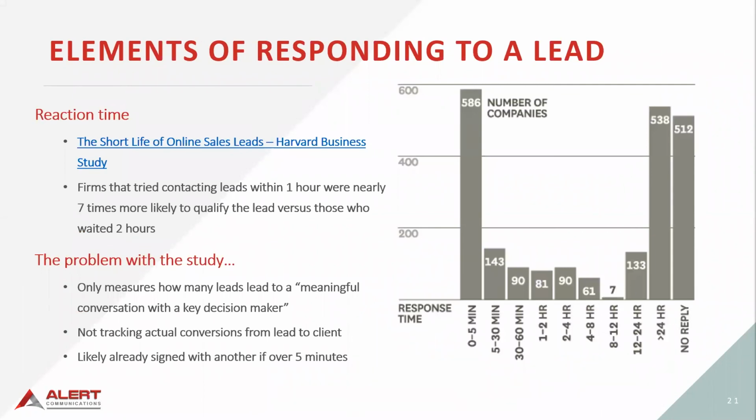So, the elements of responding to leads. This is interesting, this is a Harvard Business study, and basically it says the short life of online sales leads. Firms that tried contacting leads within 1 hour were nearly 7 times more likely to qualify the lead versus those who waited 2 hours. Here's the problem with this study, especially when it comes to mass tort or class actions. This only really measures if the people were 7 times more likely to be contacted.